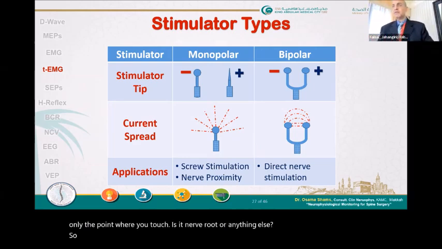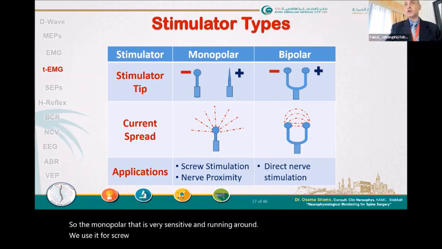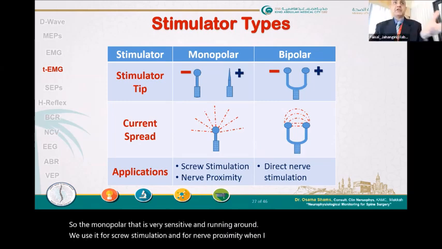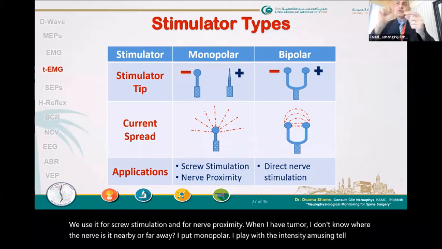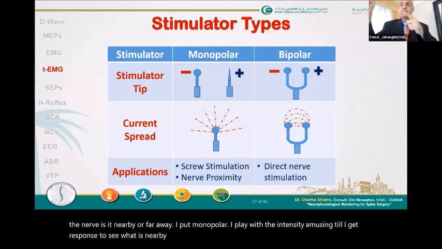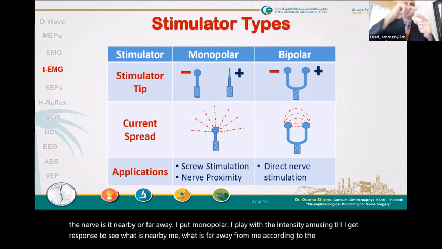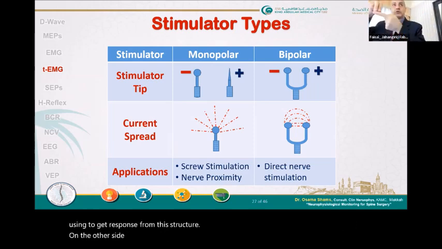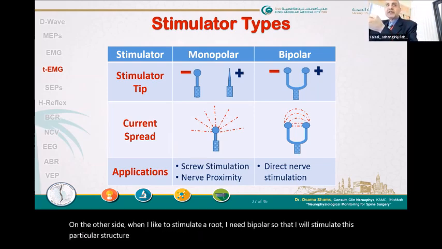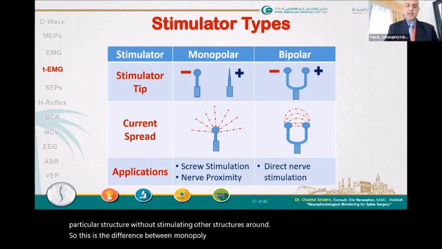So the monopolar, which is very sensitive and running around, we use it for screw stimulation and for nerve proximity. When I have a tumor, I don't know where the nerve is, is it nearby or far away? I put the monopolar, I play with the intensity I'm using till I get a response, to see what is nearby and what is far away, according to the intensity I'm using to get a response from this structure. On the other side, when I like to stimulate a root, I need bipolar so that I will stimulate this particular structure without stimulating other structures around. So this is the difference between monopolar and bipolar, and both are available.